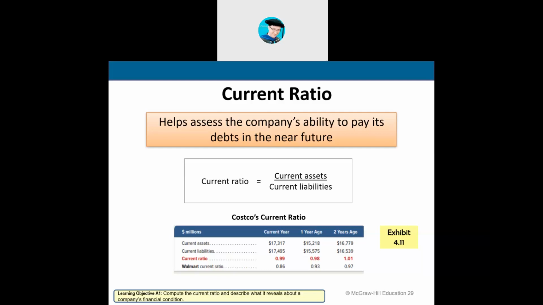Okay, so here's how it works. We take current assets divided by current liabilities. Both are found on the balance sheet. On the balance sheet, we have current assets and current liabilities. Current assets divided by current liabilities. This gives us the current ratio. Anything greater than 1 is considered to be good. You want it to be greater than 1 because your current assets should exceed your current liabilities. So anything greater than 1 is considered good. Anything less than 1, I get a little nervous.